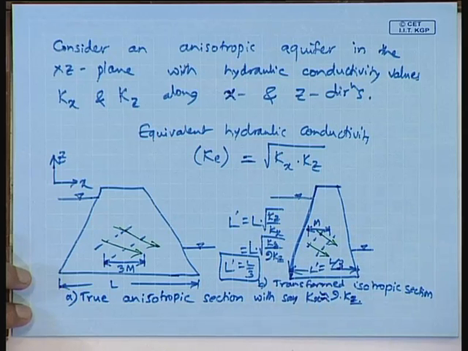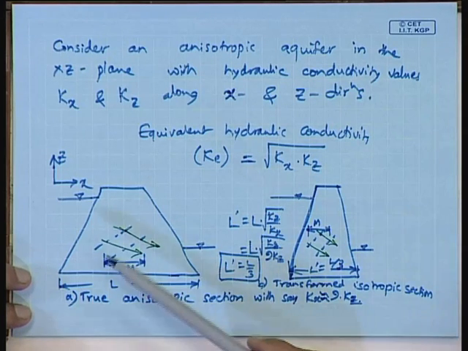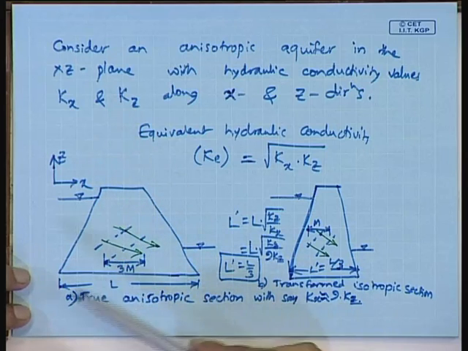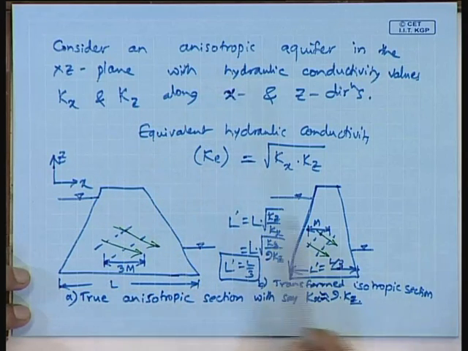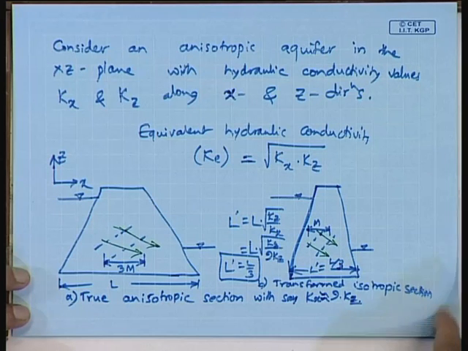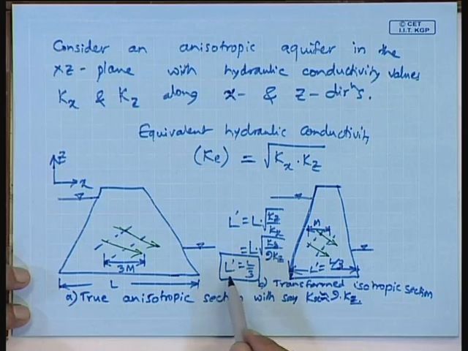So it is only in case of this, because of this anisotropy, the streamlines as well as equipotential lines will not be perpendicular to each other. They will have some angle, and only in case of a transformed isotropic section will they be perpendicular. So it will have a transformed length, which is given by L dash equal to L by 3 in this case.